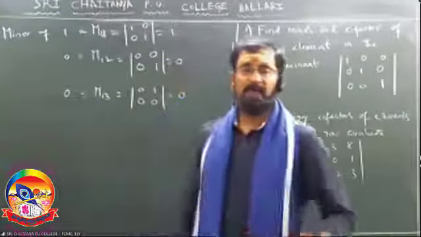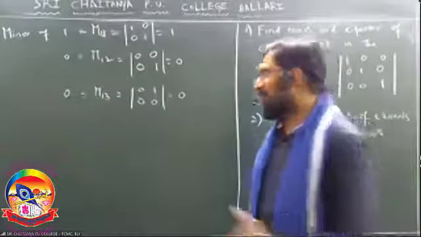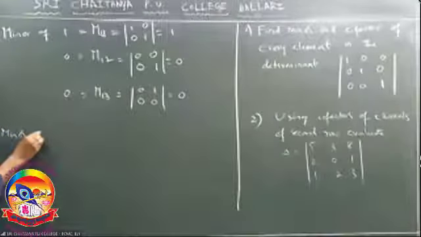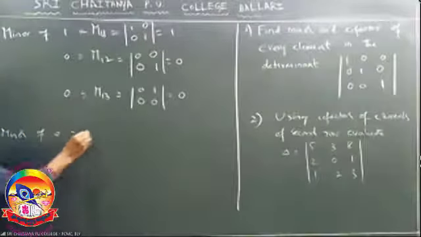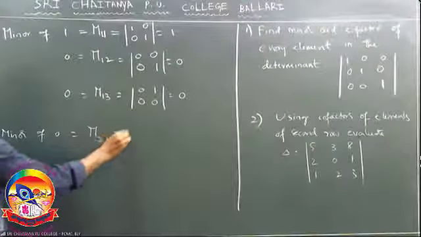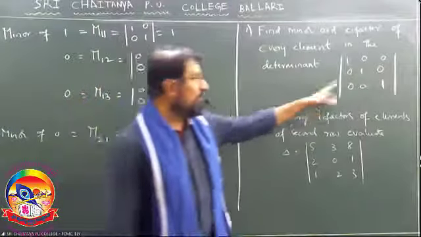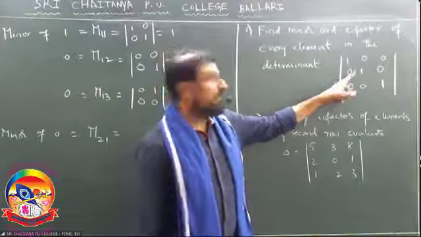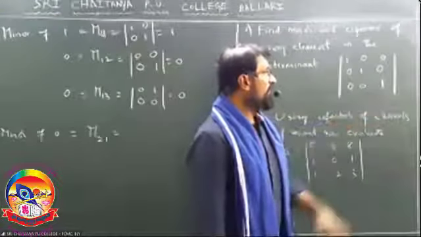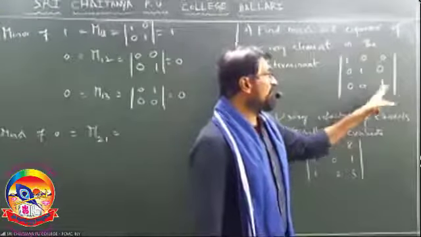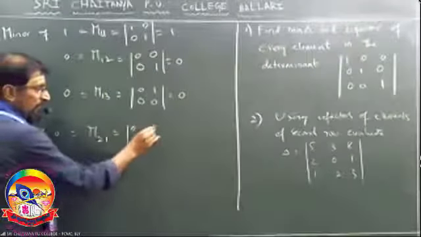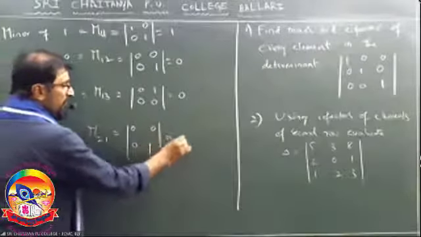Now, find the minor of each and every element in the second row. Minor of that 0 is M21, second row, first column. Exclude this column and this row. You will have these 4 elements. Find the determinant of 0, 0, 0, 1, which is equal to 0.